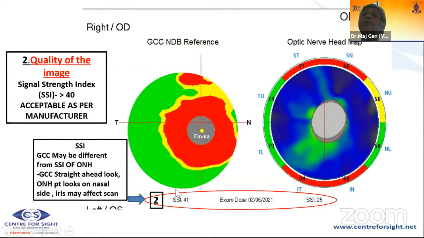Now, if you have a look at this particular picture that I have shown, this is of the GCC, the first one, with a lot of green and red. The SSI has been shown to be 41, whereas on the same date, when the optic nerve head was scanned, it is 25. Now, in the same patient, in the same eye, why is the signal strength different? That is because when obtaining a GCC scan, the patient looks straight ahead and therefore you get a better scan. Whereas when obtaining an optic nerve head scan, the patient looks to the nasal side. Therefore, the iris as well as media opacities may affect the scan.